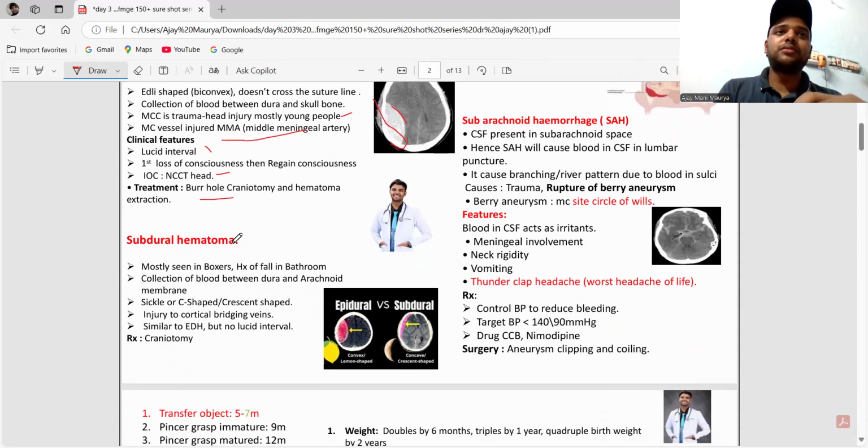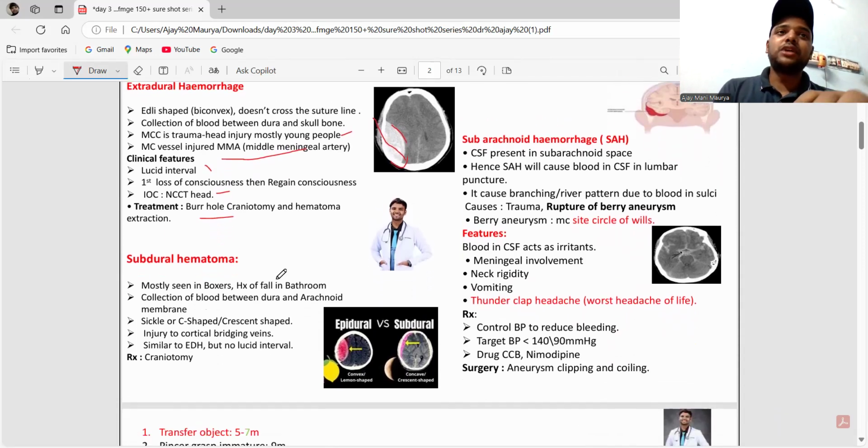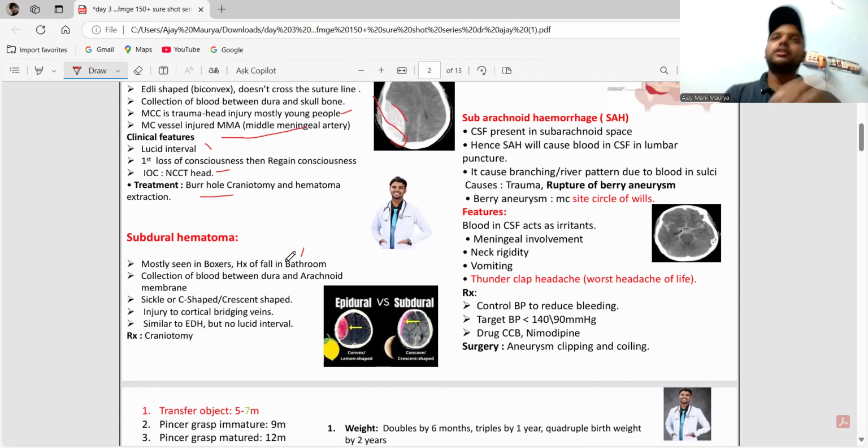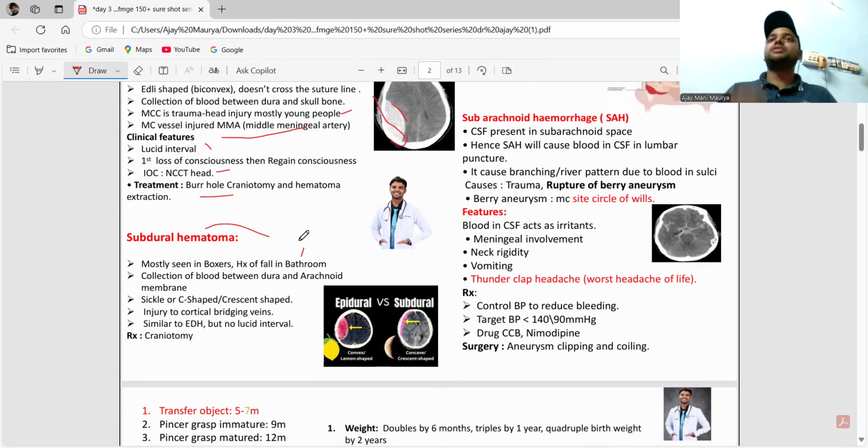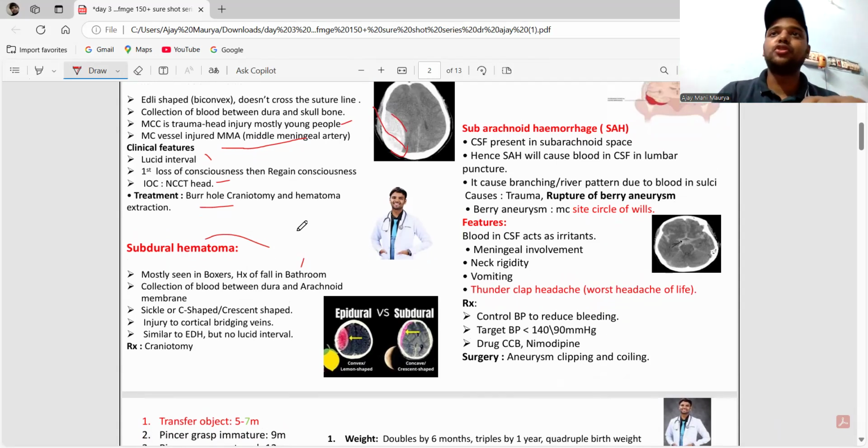Coming to the subdural hematoma, for example, they will give a 70-year-old male who fell in the bathroom. Then you have to remember that they are talking about a subdural hematoma. Or else they will give the history of a boxer who is fighting and got a hemorrhage. That is called a subdural hemorrhage.